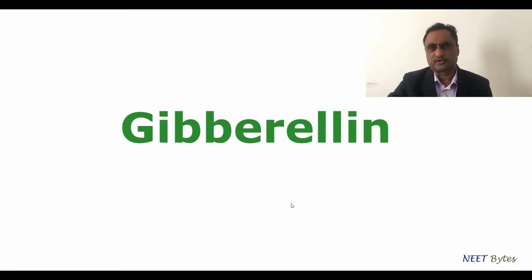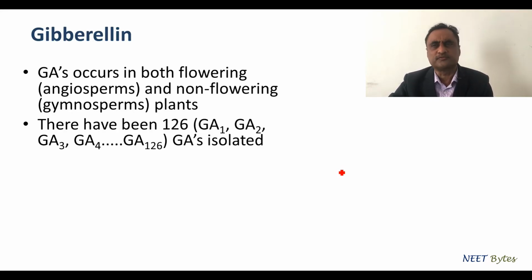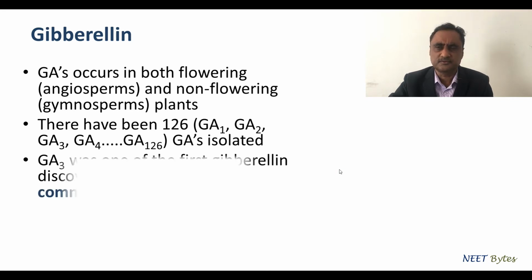Gibberellin is one of the promoters, right? Along with auxin, it also participates in growth, but primarily it is known for the growth of internodes, right? Gibberellin occurs in both flowering as well as non-flowering plants, okay?